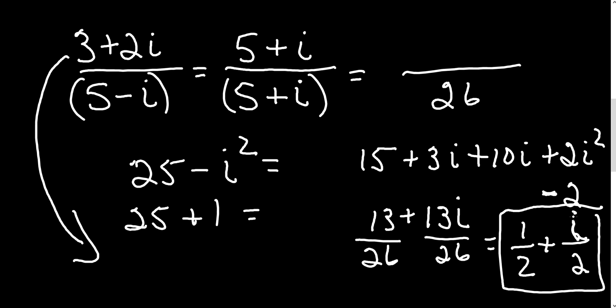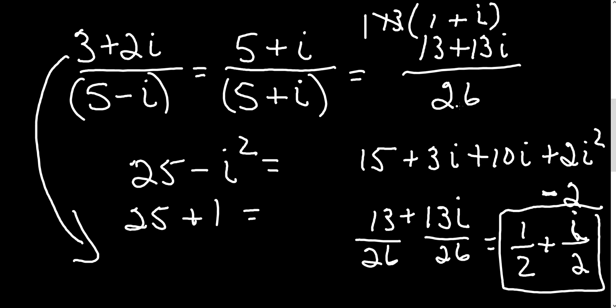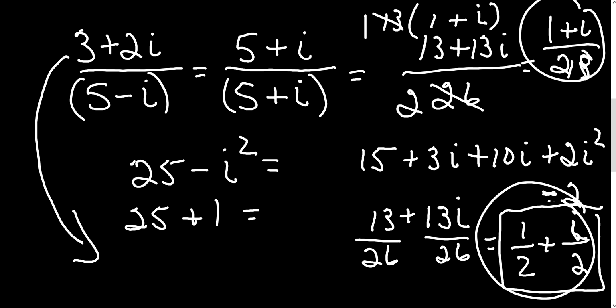If I wrote it here, if this is 13 plus 13i, I could factor out a 13, and then I would write 1 plus i, and then what have I got? 13 goes into 13 once, 13 into 26 twice. So this could be written as 1 plus i over, oh, I'm sorry, not 13, 2. Over 2. So this and this are equal expressions.